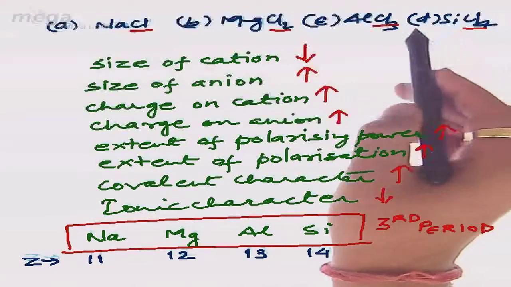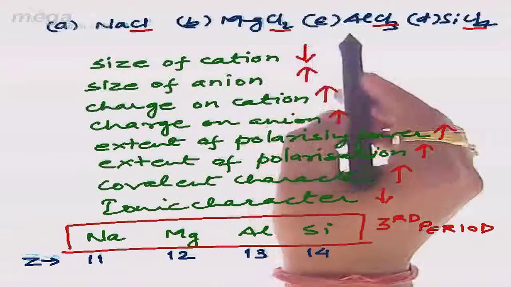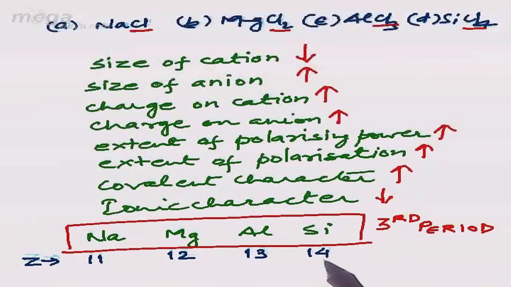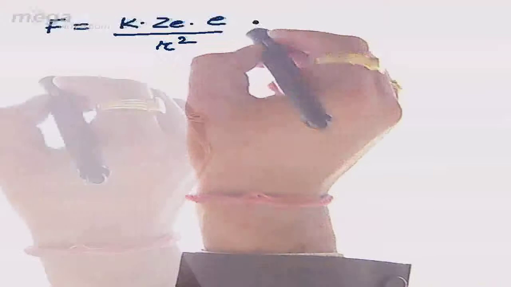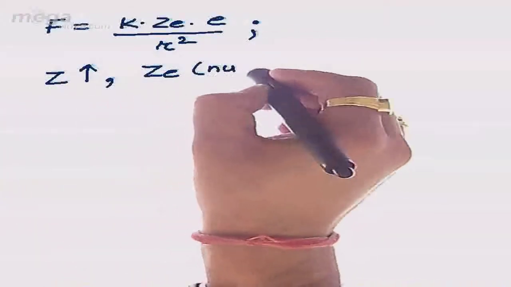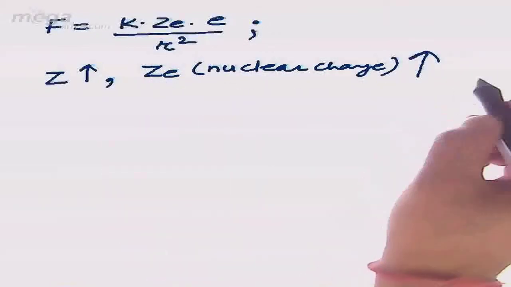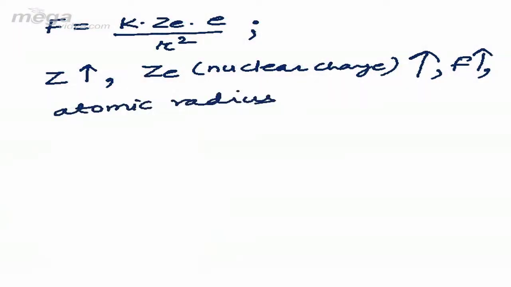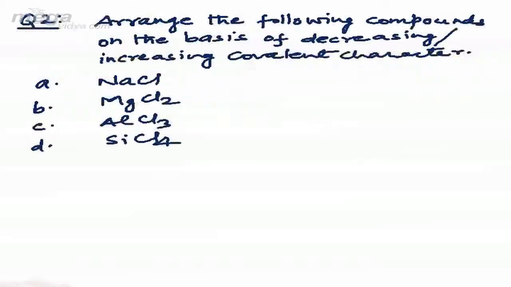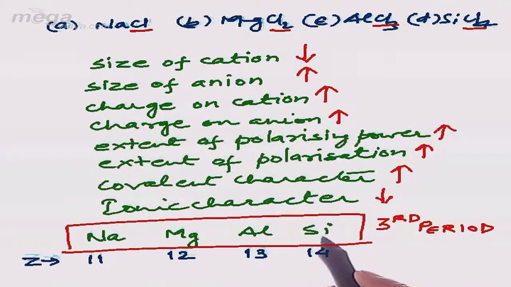Now smaller than silicon will be none of these elements, because silicon's atomic number is 14, and we know that the attractive force is given by K into Z e upon r square. Now as atomic number increases, we find that Z, which is called nuclear charge, also increases. So increase in the nuclear charge and increase in the attractive force will decrease the atomic radius. Means if we compare the size, we find that the size of silicon will be the smallest, then aluminium, then magnesium, then sodium.